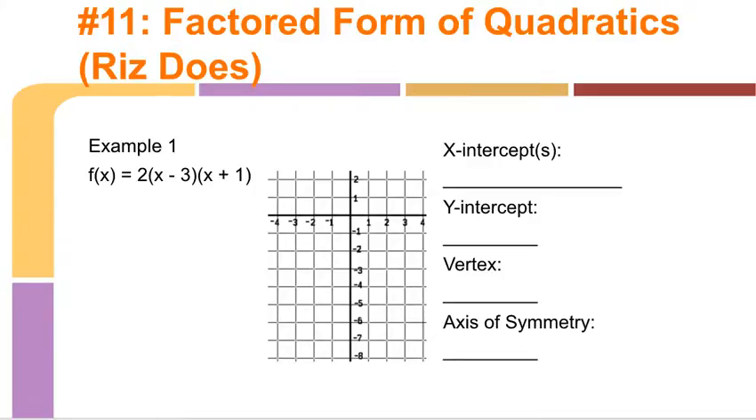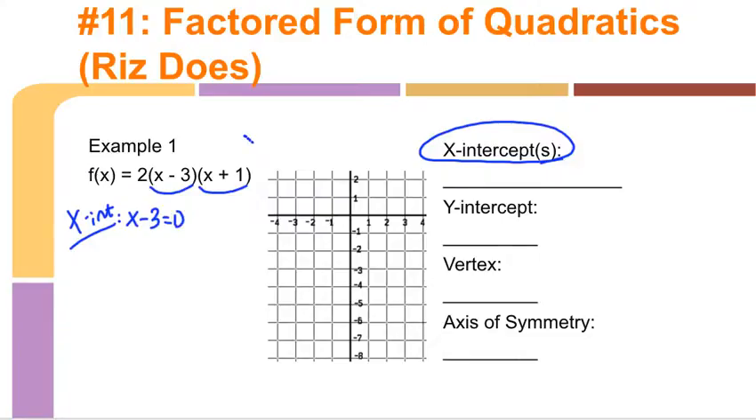Okay, so this is the first example. It says f of x is equal to 2 multiplied by (x minus 3) multiplied by (x plus 1). So to find my x-intercepts, just like my notes said, I'm going to take each factor, this x minus 3 and this x plus 1, right? And I'm going to set them equal to 0. So that means I'm going to take two equations. I'm going to say x minus 3 equals 0. And I'm going to put another equation, call that x plus 1 equals 0. And then I solve them both out.